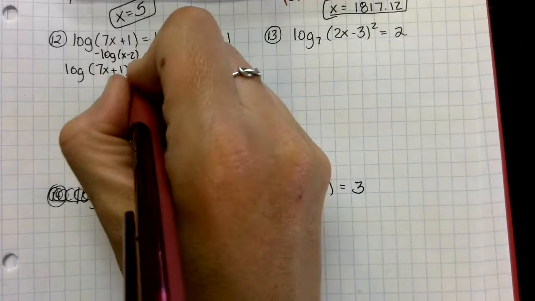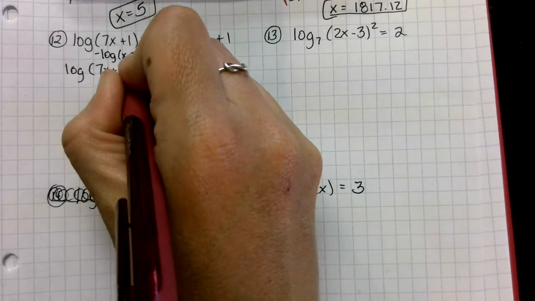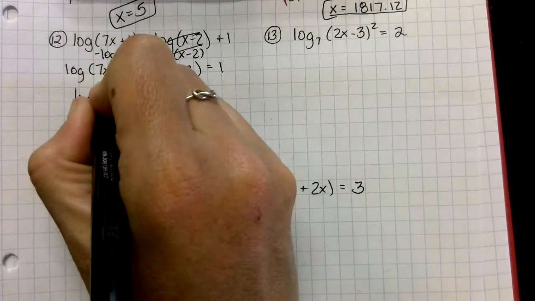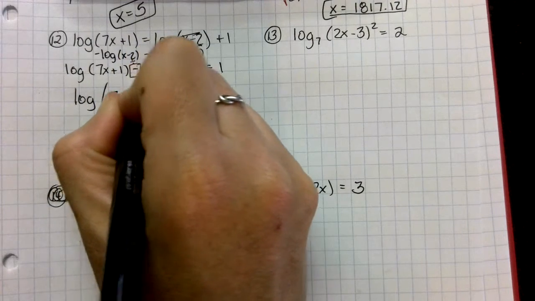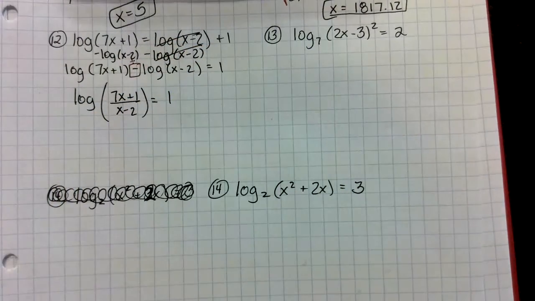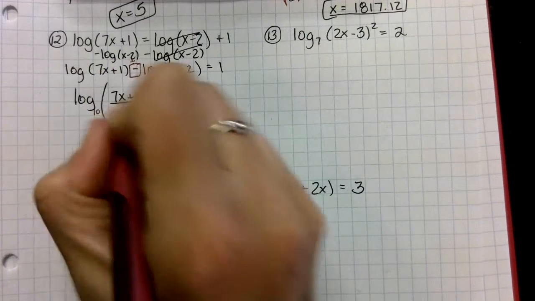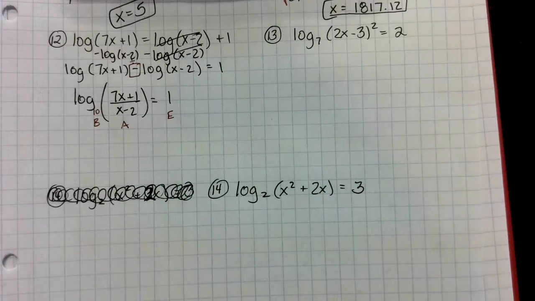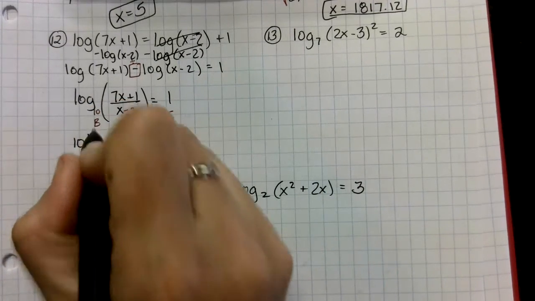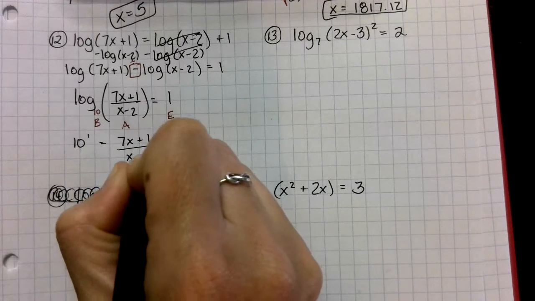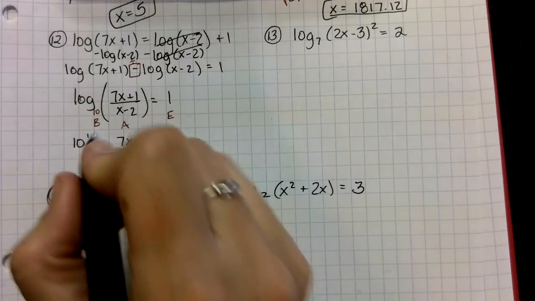Now this should look more familiar. I have 2 logs that are being subtracted. So that means I'm going to turn this into division. So it's going to be 1 log, and I'm going to have 7x plus 1 divided by x minus 2 equals 1. Now what we can do is we can put in our base. This is base, answer, exponent. So I have 10 to the power of 1 equals 7x plus 1 over x minus 2.